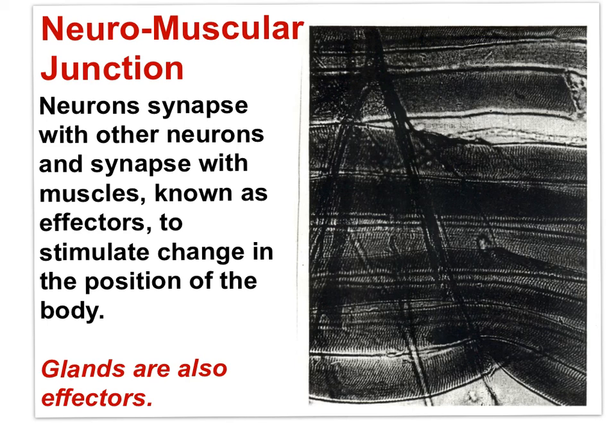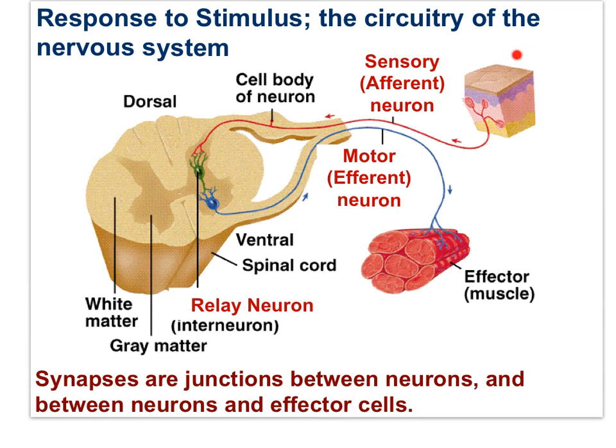Let me end this movie right where I started it. A change in the environment, a stimulus, is detected by a sensory neuron, and a signal, an impulse, is propagated to the central nervous system. The sensory neuron synapses with a neuron in the central nervous system. The neuron in the central nervous system synapses with a motor neuron that sends a signal, an impulse, to the effector, a muscle or a gland, for the response to the initial stimulus. Synapses are junctions between neurons and between neurons and effector cells.